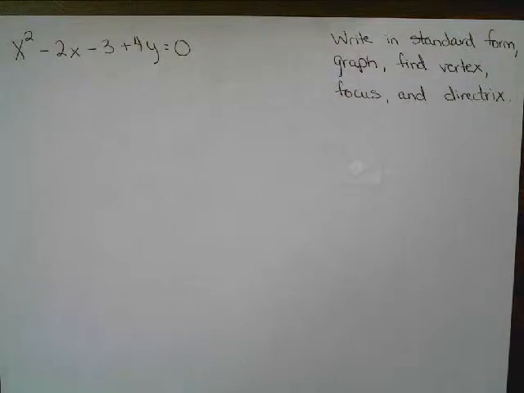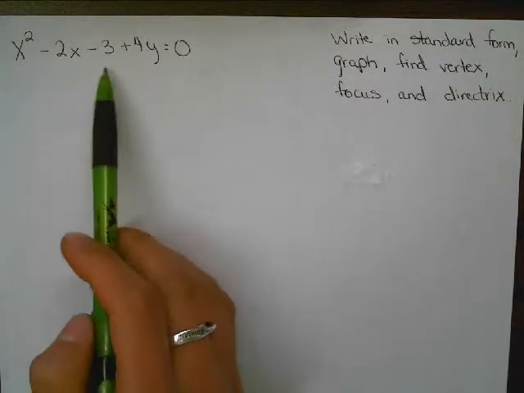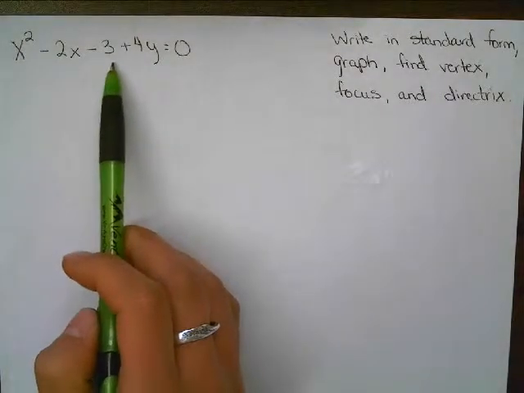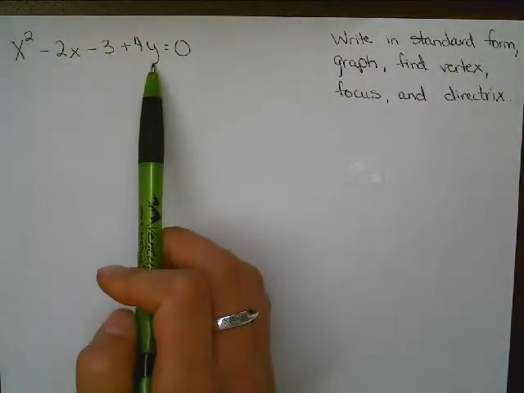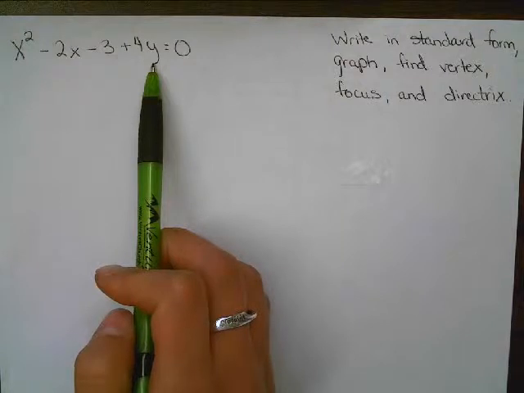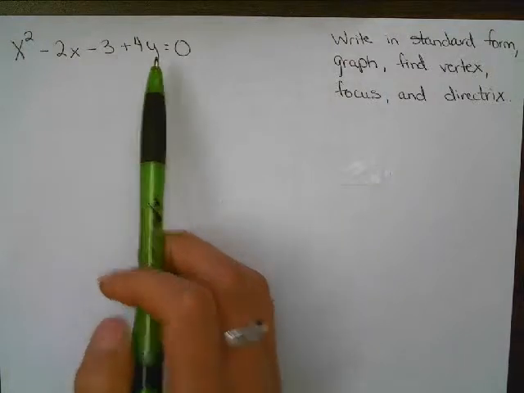So today we're going to focus on how to write the equation of a parabola in standard form and graph it, find the vertex, the focus, and the directrix. Now you can tell looking at this equation that this is a parabola because you have one squared term and you have one term that's not squared. So this conic section has to be a parabola.